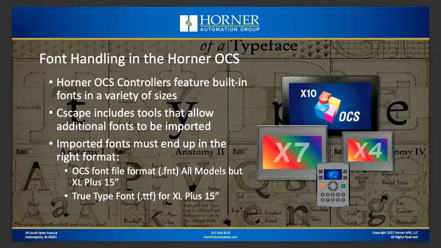So in the case of an OCS XL4, for instance, you start out with a TrueType font. You have to do a conversion in Cscape, and you end up with an FNT file. With the XL15 Plus, you start out with a TrueType font, and you just go straight in there.